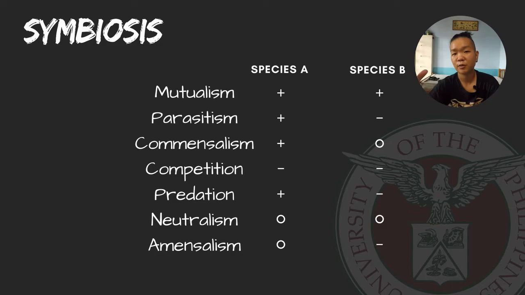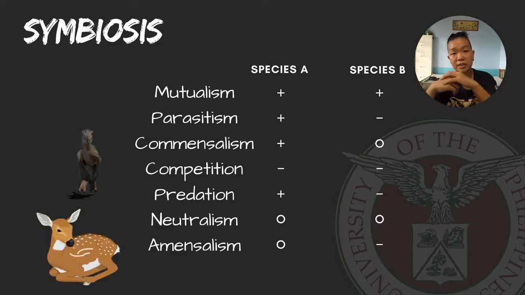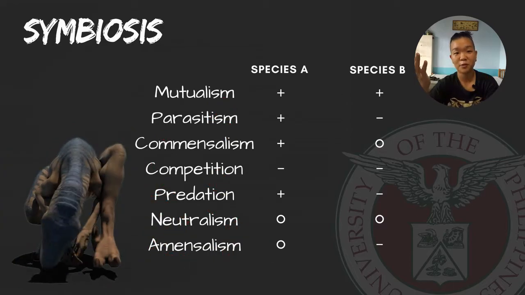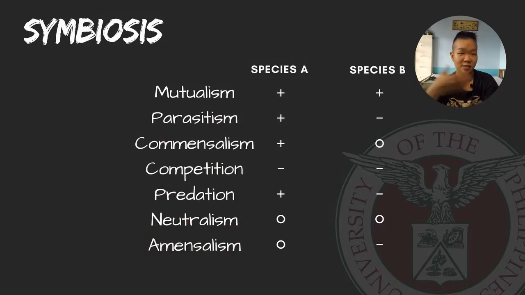Predation is a relationship where one species benefits and the other one is negatively affected. The main difference with parasitism is that for predation, one species will eat the other species. So obviously the negative effect for the other species is that they die.